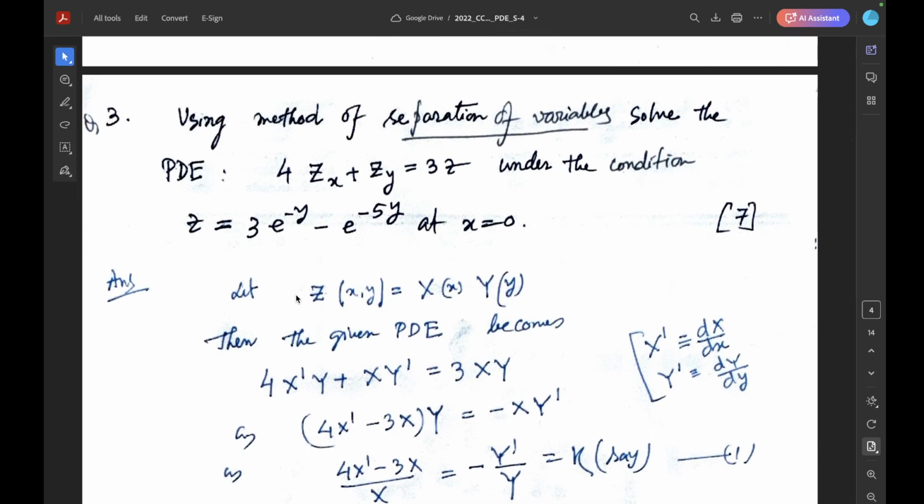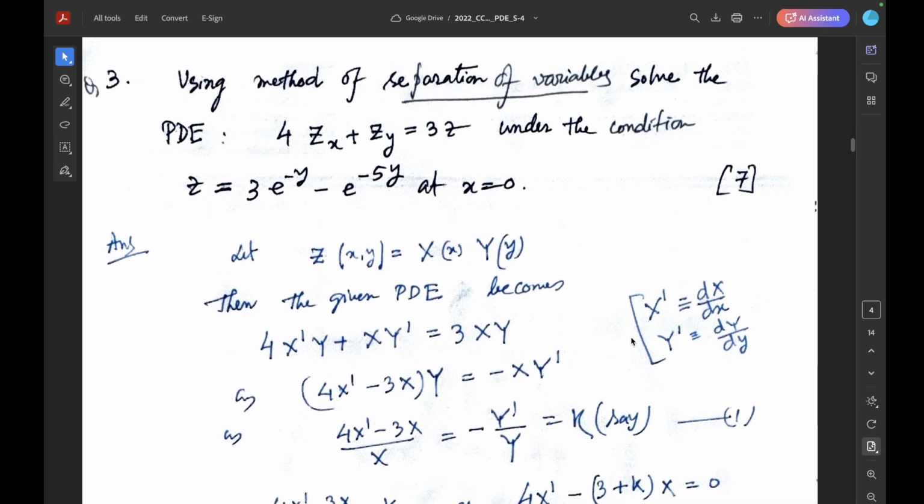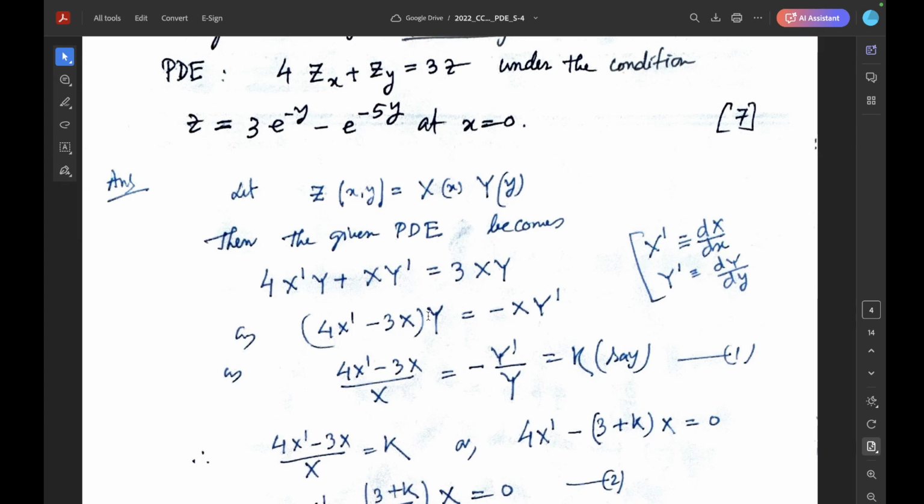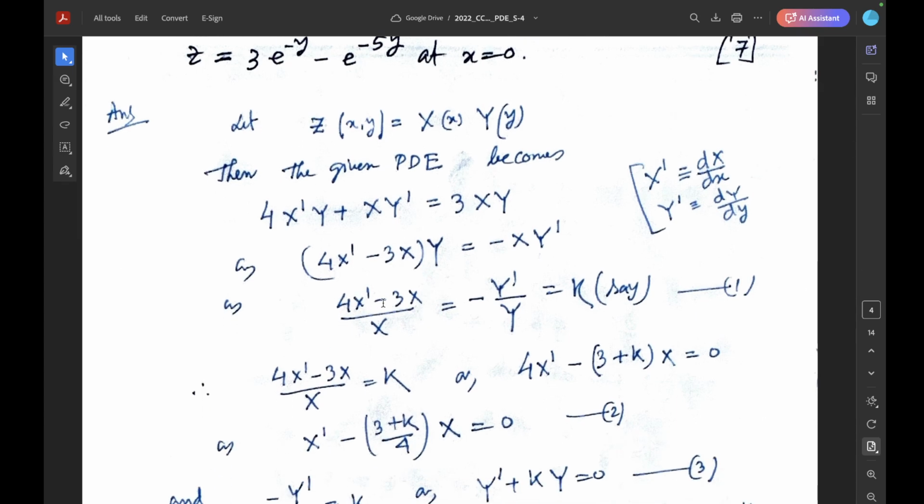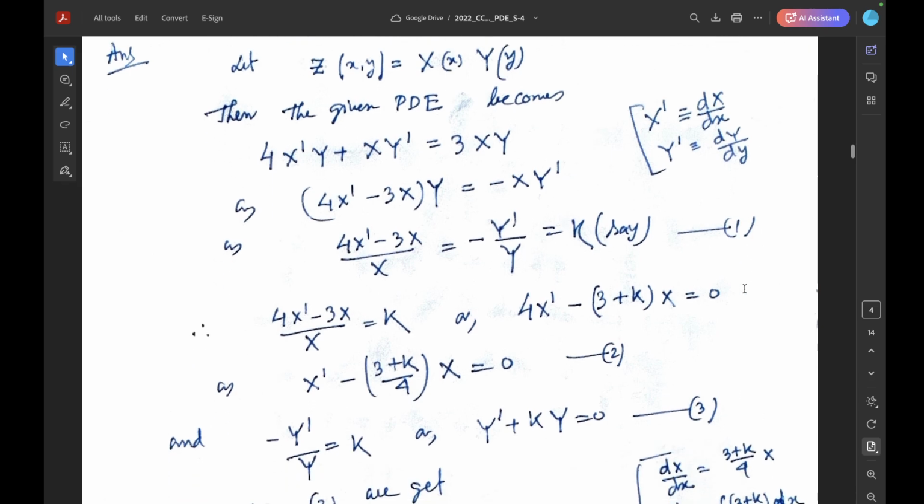Let z(x, y) = X(x)Y(y). Then the given partial differential equation becomes 4X'Y + XY' = 3XY, where X' means dX/dx and Y' means dY/dy. So we get (4X' - 3X)/X = -Y'/Y, and this equals k, equation 1.